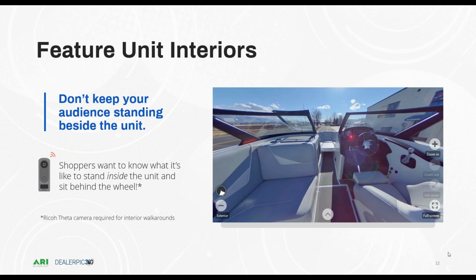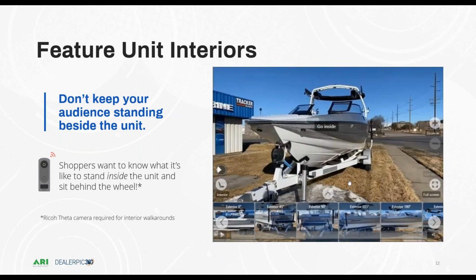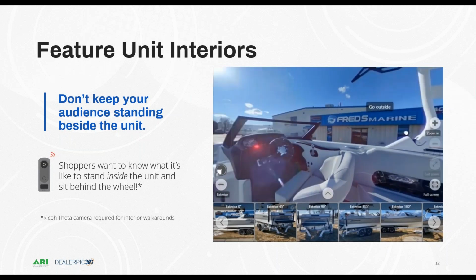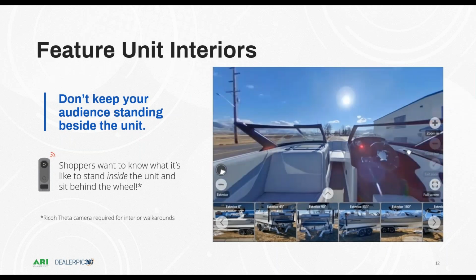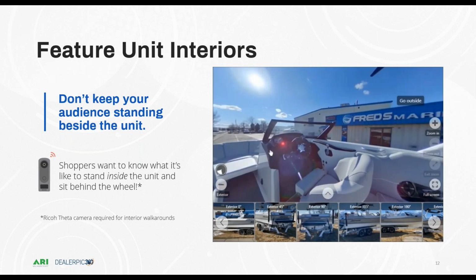Now, as mentioned earlier, you'll need the Ricoh Theta camera to do this, as the lens on your phone is generally too wide to capture small, tight angles, which you'd need to capture an interior 360. It's also helpful to have a tripod or a monopod available to help position your Ricoh Theta camera. To do so with the app, simply go to selecting the unit that you'd like to record the interior spin for, and instead of choosing exterior spin, choose interior once you've connected your Ricoh Theta.